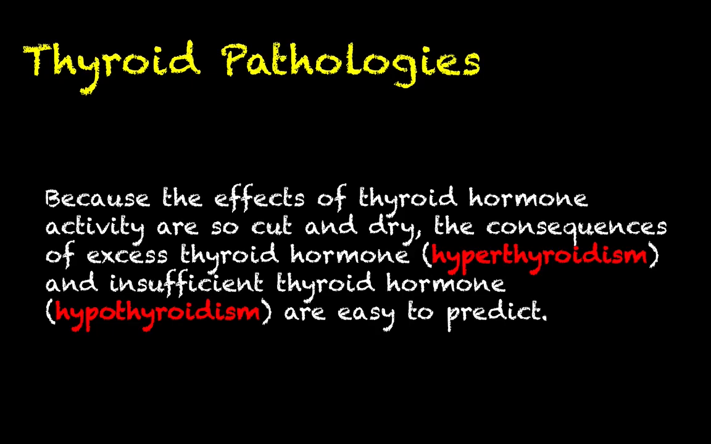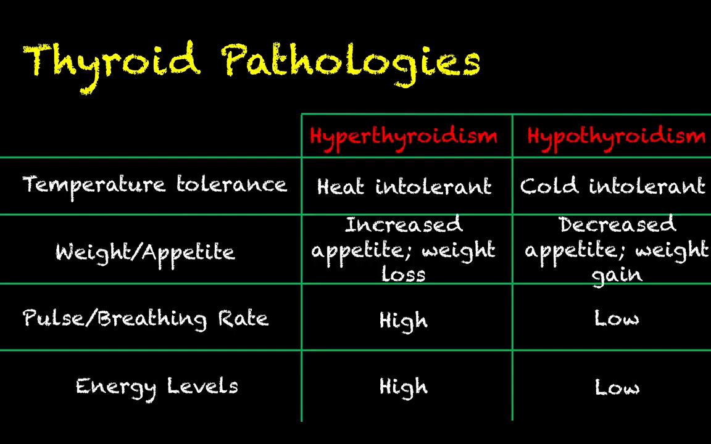So let's also talk about some thyroid pathologies. Because the effects of thyroid hormone activity are so cut and dry, when we talk about having too much thyroid hormone, which we call hyperthyroidism, or too little thyroid hormone, which is called hypothyroidism, the symptoms that we see of this are actually pretty easy to predict.